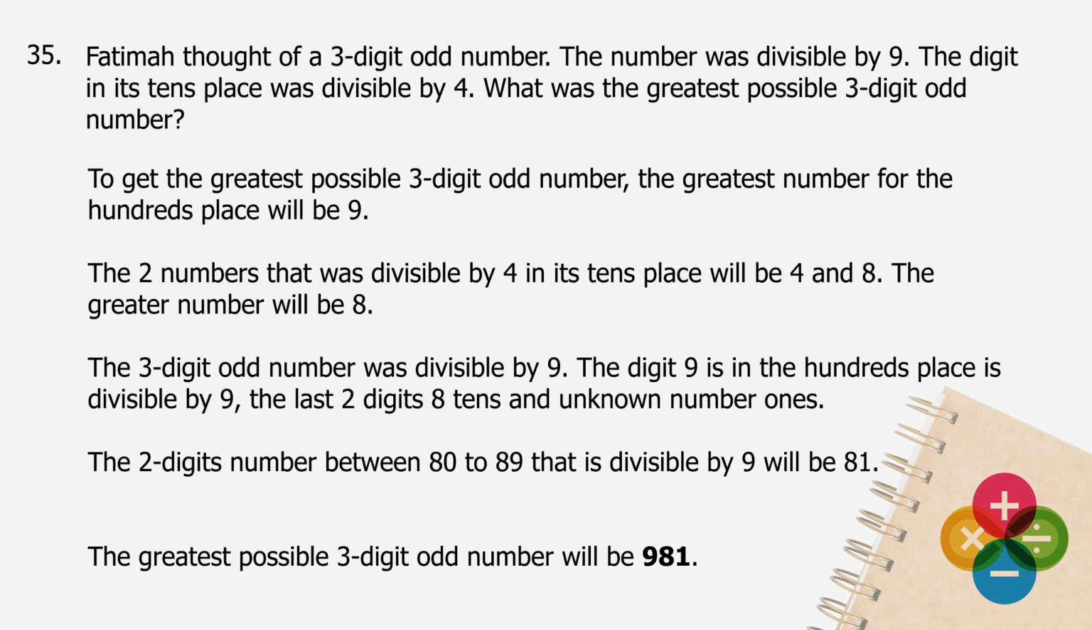The 3-digit odd number was divisible by 9. The digit 9 in the hundreds place is divisible by 9. The last two digits will be 8 tens, and unknown number ones. The two-digit number between 80 to 89 that is divisible by 9 will be 81. The greatest possible 3-digit odd number will be 981.